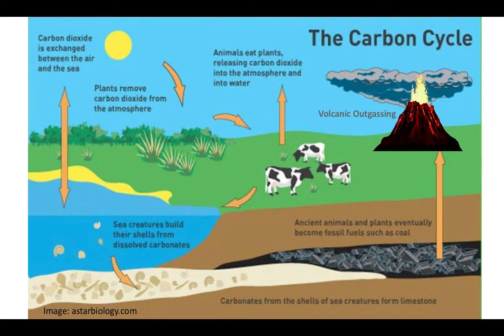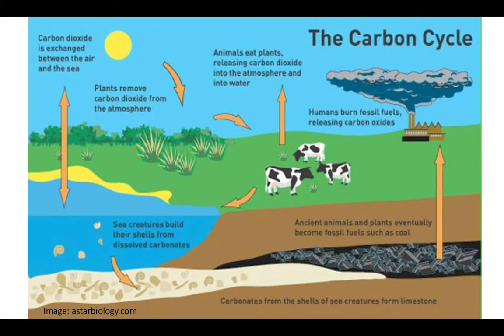More recently, since the Industrial Revolution in 1850, humans burning fossil fuels has been the dominant mechanism transferring carbon from the lithosphere up into the atmosphere. And so this is a huge change in the carbon cycle. The rate that carbon is being transferred from deep in the earth as fossil fuels up into the atmosphere exceeds what was naturally happening in Earth's history.